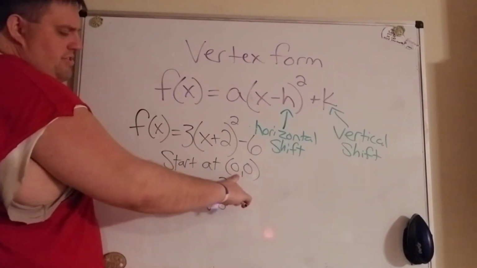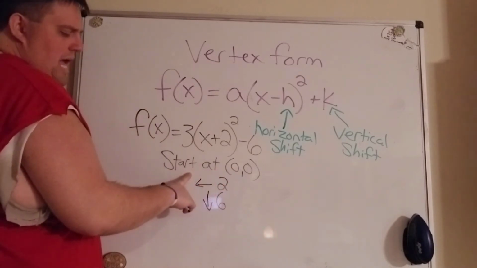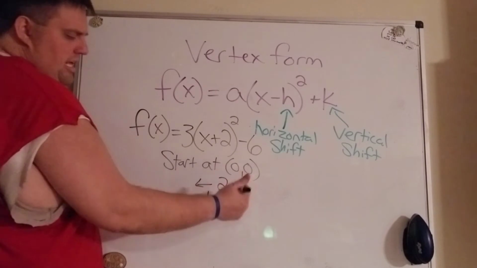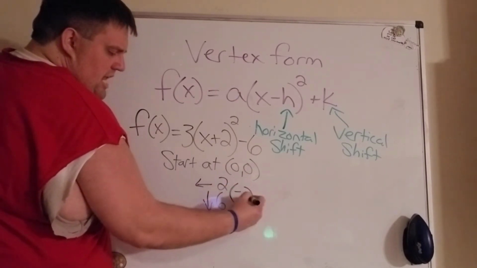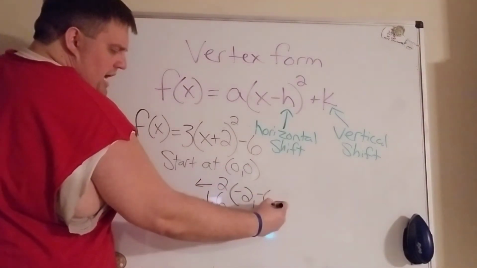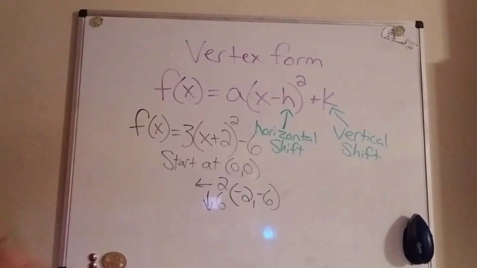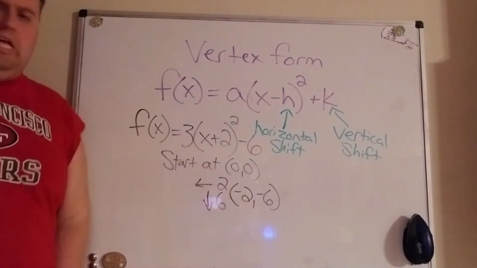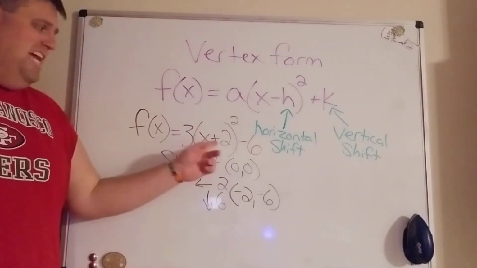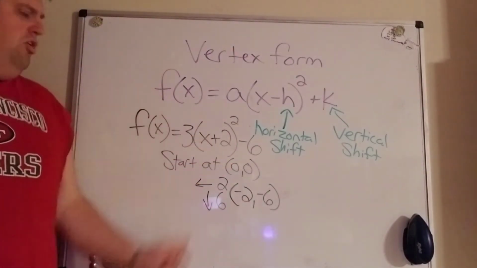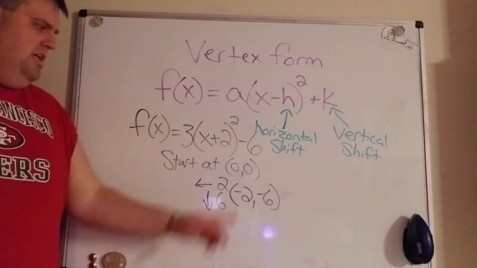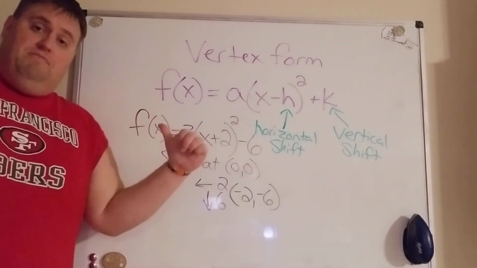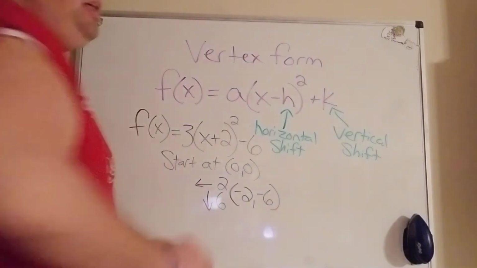So if I'm at 0, 0 and I go left 2, that would be negative 2. If I go down 6, that would be the point negative 2, negative 6. So my vertex of this function is at the point negative 2, negative 6, because that's where my shifts told me to move it to. So I start at 0, 0, and I just move exactly what it says. Left 2, down 6. Let's try another one of those.